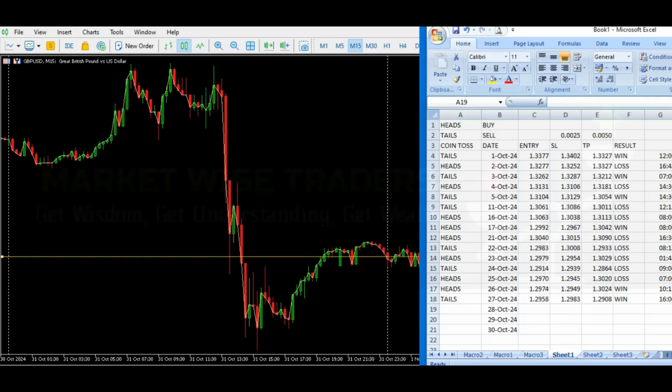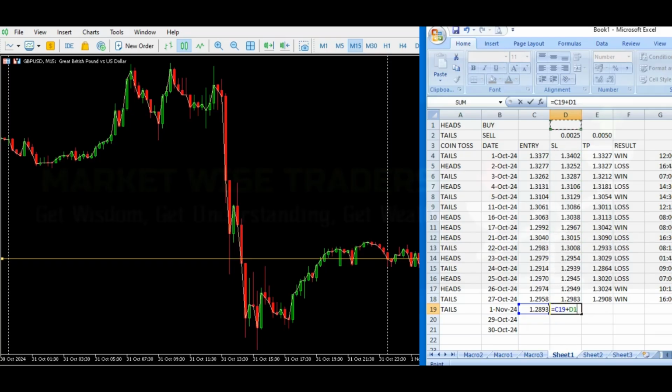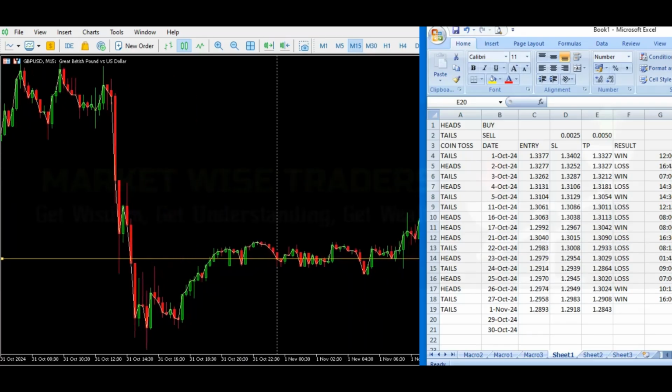Here we go. Let's do a coin toss. 1st of November. That's tails. Tails again. We are saying we're selling. The price would have been at 128.93. So if I'm selling, remember, stop loss is above 25 pips. Take profit is below. We've done the whole of October. Let's just see the start of November. How long can we go?